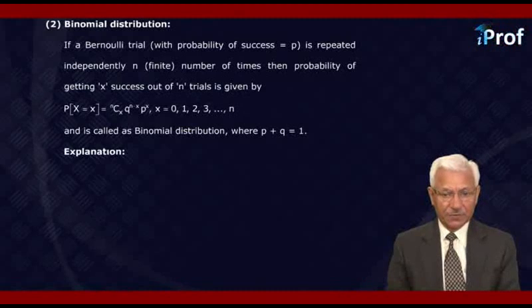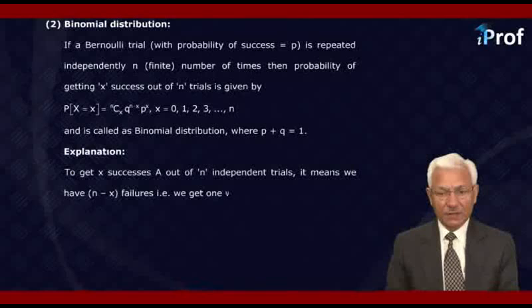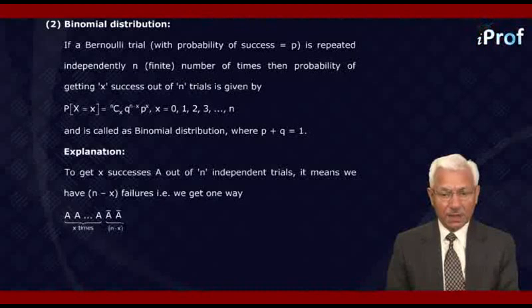The explanation for this is: to get X successes out of n independent trials, it means we have n minus X failures. That is, we get one way as A repeated X times, that is, successes are repeated X times, and A bar repeated n minus X times. These are the n minus X failures.